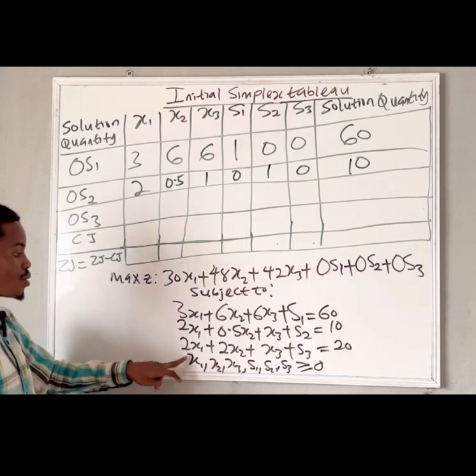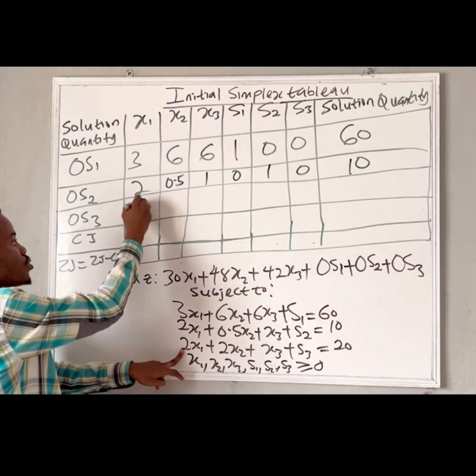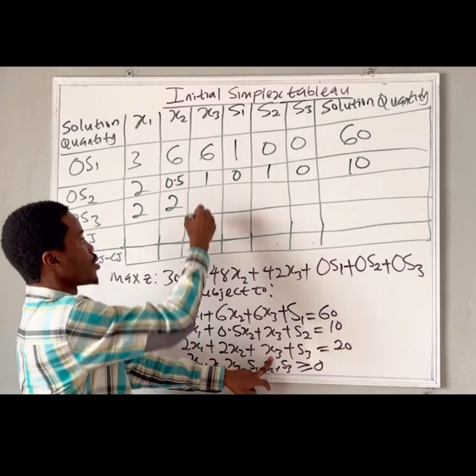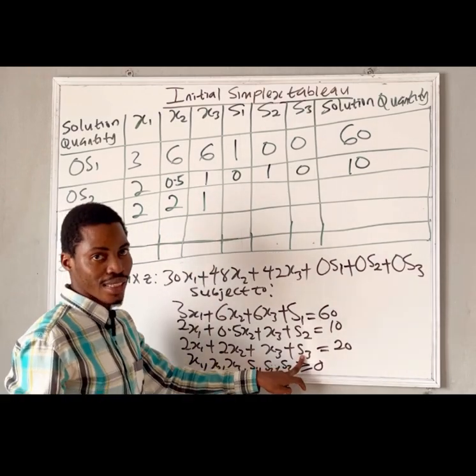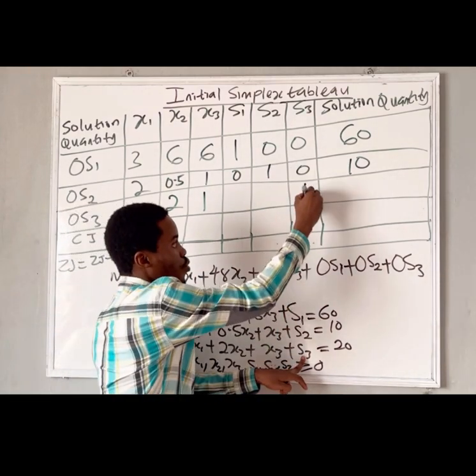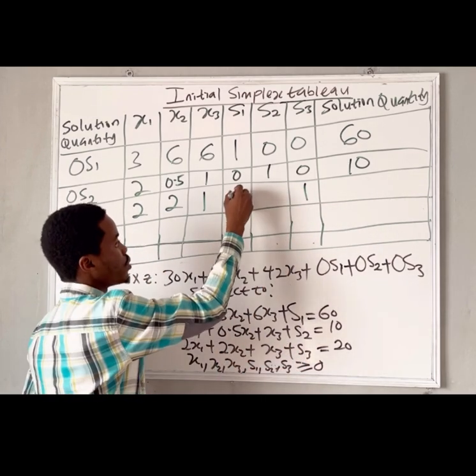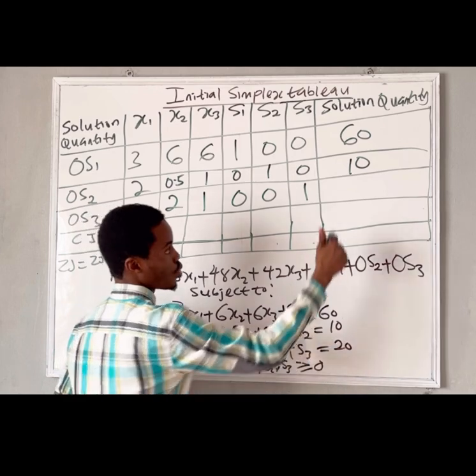My last constraint: the coefficient of x1 is 2, the coefficient of x2 is 2, while the coefficient of x3 is 1. I only have s3 here, so the coefficient of s3 is 1. I do not add s1 to this and I do not add s2 to this, so they are 0, 0. It is equal to 20.